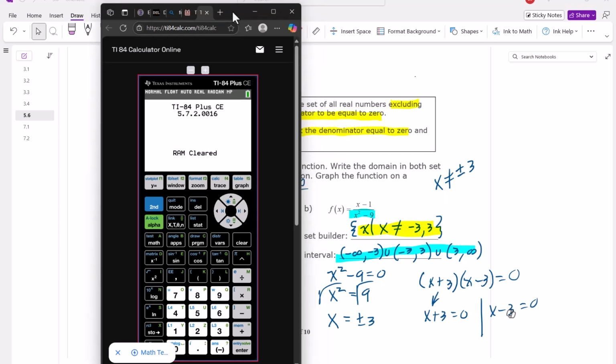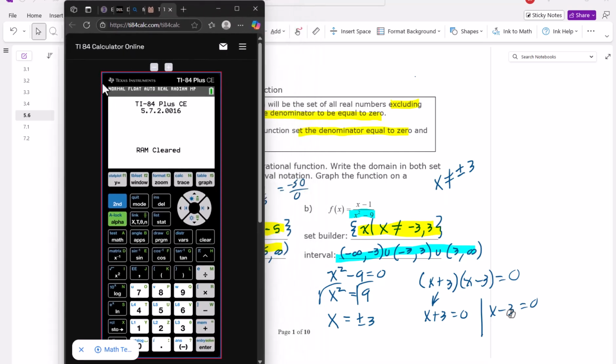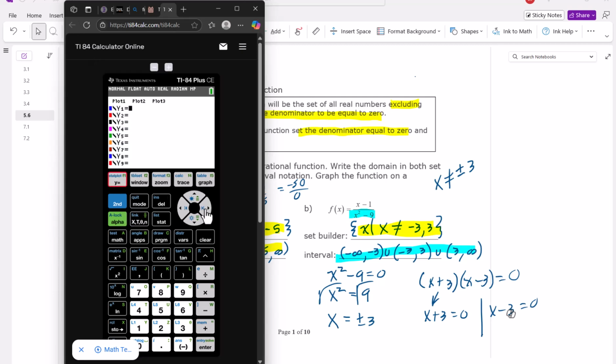So this is actually free. If you go to ti84calc.com, there are some nice free TI-84 calculators on here that you can use. So if I was going to graph this, I would have to put the x minus 1 in a set of parentheses, and then I would have to put the x squared minus 9 in parentheses, because if you don't do that, it's not going to follow the order of operations.